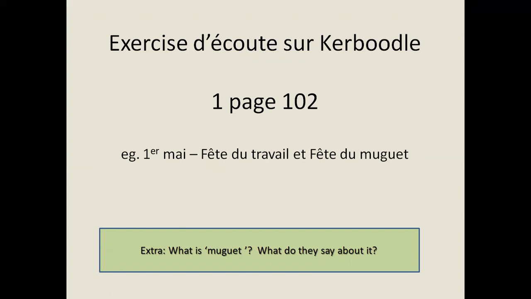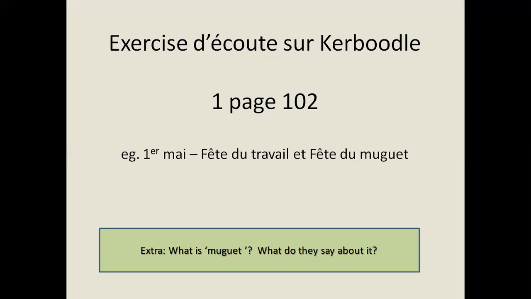Ok, alors on va corriger. So number 1 was 1er mai, fête du travail et fête du muguet. It's the celebration of work and celebration of muguet. Muguet is a lily of the valley. Did you spot what they said about it? They said that le muguet porte bonheur. It brings luck. So muguet is considered as good luck charm in a way.